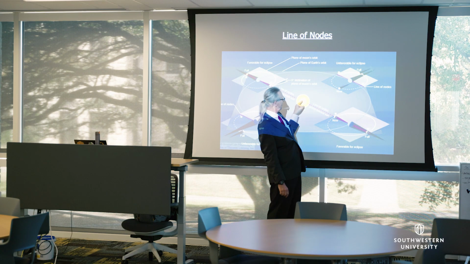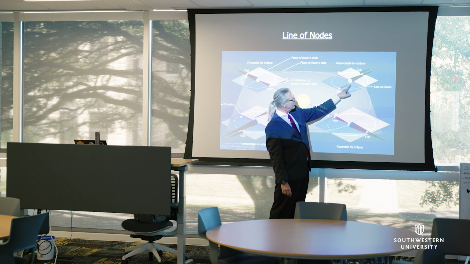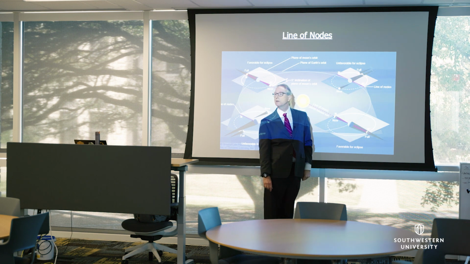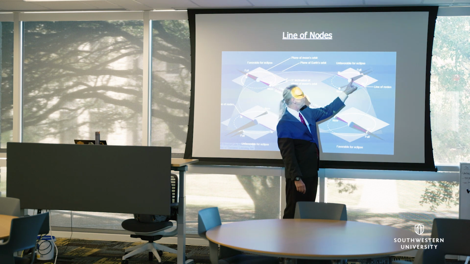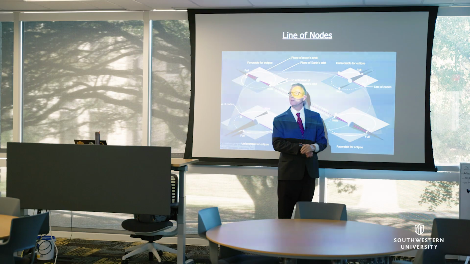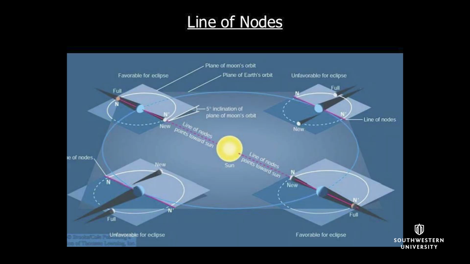Here we are at new moon, here's the Sun, and you can see the Moon's shadow trailing off and missing the Earth. Here's the Earth's shadow, it's trailing off and it's missing the Moon. And that's because the plane of the Moon is tilted relative to the plane of Earth's orbit around the Sun. Now, let's note this blue line here. This is where the plane of the Moon's orbit around the Earth intersects the plane of Earth's orbit around the Sun.